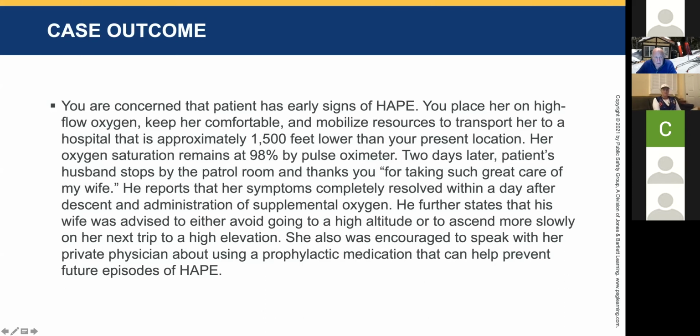Two days later, the patient's husband stops by and says, "Thanks for taking great care of my wife." He reports her symptoms completely resolved within a day after descent and administration of supplemental oxygen. He further states that the wife was advised to either avoid going to high altitude or ascend more slowly on her next trip to high elevation. She was encouraged to speak with her physician about using prophylactic medication that can help for future episodes of HAPE. I think we pretty well nailed this one, as we talked about before I gave you the answers here.